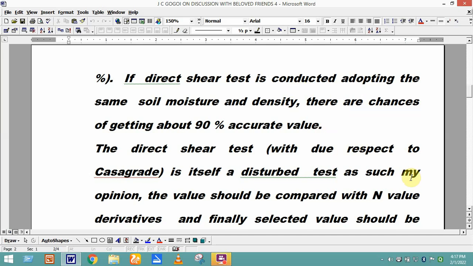Direct shear sample, when the test itself is a disturbed test, has a lot of disturbance. You see, when we put the test specimen in the box, then during the initial normal pressure, sandy granular soil is such a material that in slight loading it drains out the soil water.